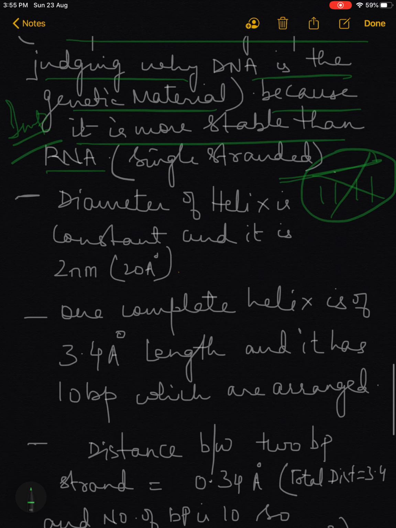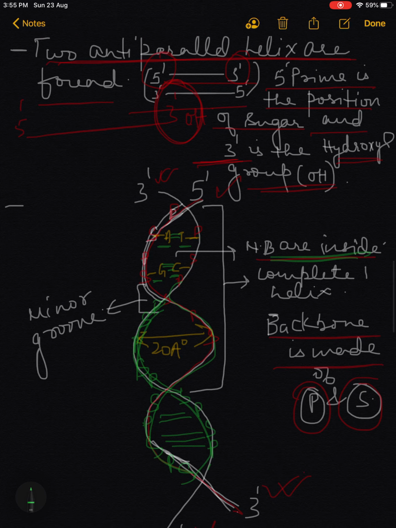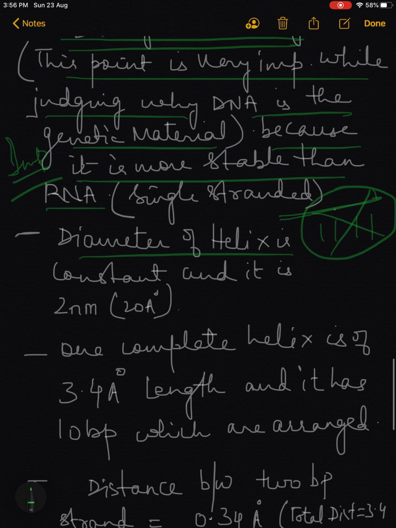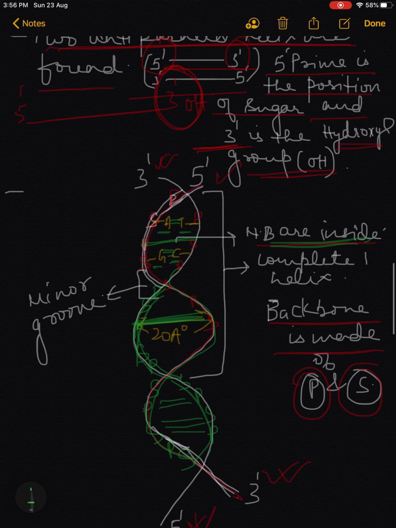Then children, they spoke about the diameter of the helix, which we have already done, that the diameter of the helix will be stable. It will be always 20 Angstroms. See, it will be always 20 Angstroms, and you can even write 20 nanometer, or you can write 20 Angstroms, one and the same thing. Then children, we come to one complete helix is of 3.4 Angstroms. Let me show you here. We start from here. This is one complete helix.